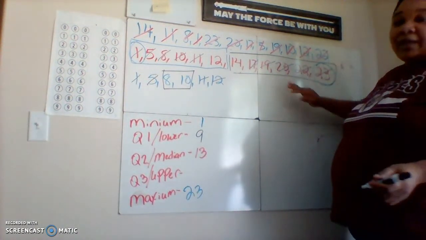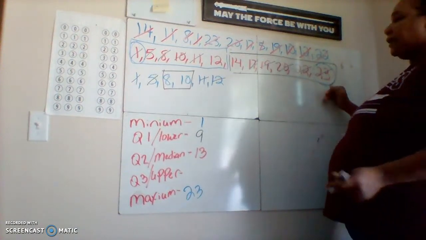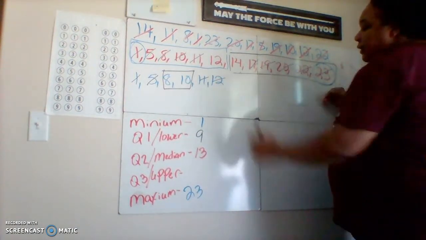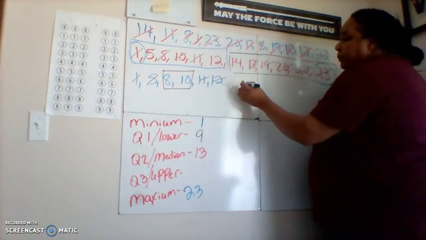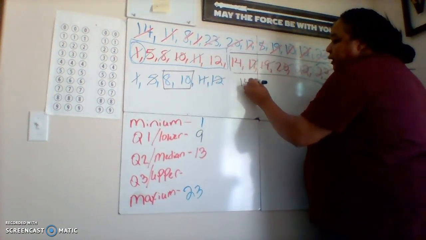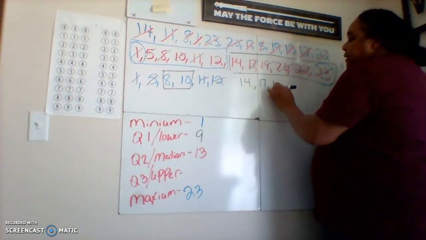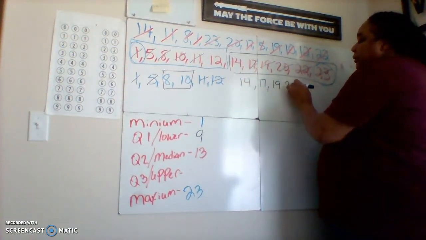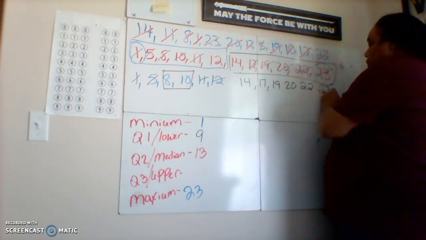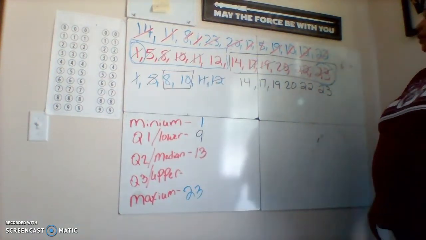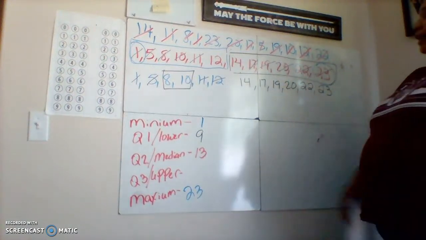So now I have my numbers in my upper half, 14 and higher. And I'm going to do it just like I did over here. I'm going to rewrite them in black. Ready? So I got 14, 17, 19, 20, 22, and 23. Can you see that? Good. Make sure I separate them so it won't look like a big, huge number, okay?